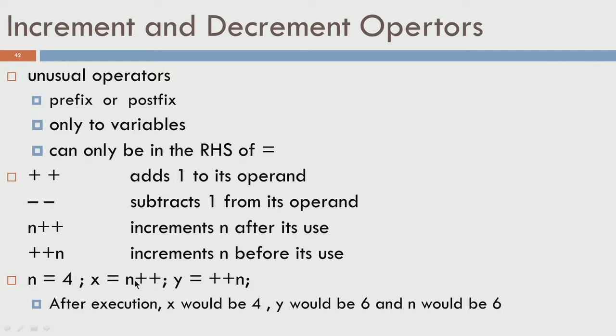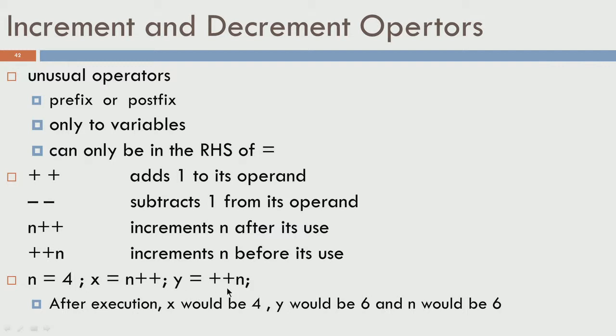So, what we have here is this plus plus is a post increment operation. What that means is use the current value of n, assign to the left side and then come back and change the value of n. So, in this case, if n equal to 4 was already executed, the current value of n is 4, it is assigned to x and then n is incremented to 5. So, at the end of these two statements, n would be 5 and x would be 4.